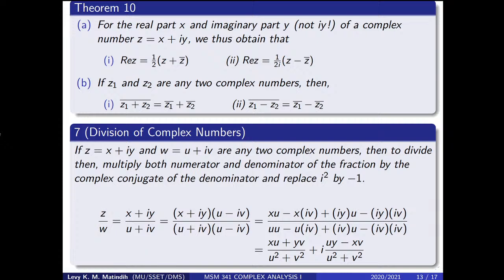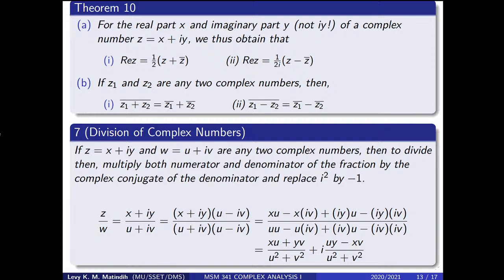Okay, now, also, if you have two complex numbers, z1 and z2, then the conjugate of their sum is equal to the sum of their conjugates. The conjugate of the sum of z1 and z2 is equal to the sum of the conjugate of z1 and the conjugate of z2. On their difference it is also the same. So from this, you can prove this. These are basic properties of complex numbers that you can prove.